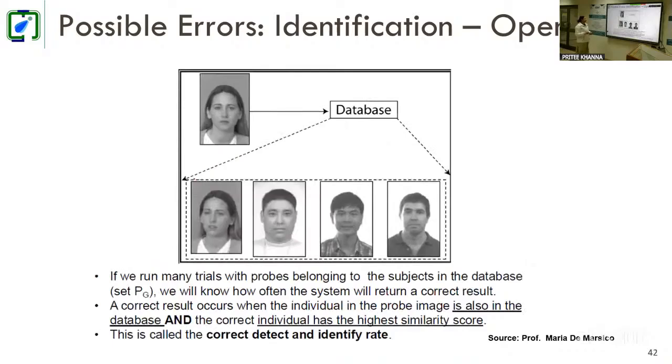Now, what is happening? If you run many trials with a probe belonging to a subject in the database, then we will see how many times your system is going to return the correct result. If you are saying that the individual is there and you are identifying it at the first place, we say that it is a correct detection and identification.